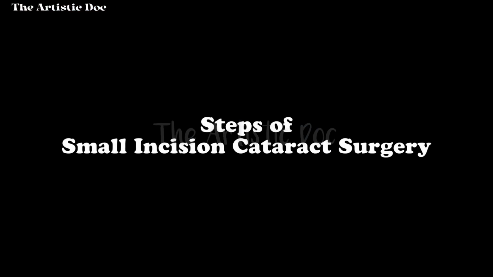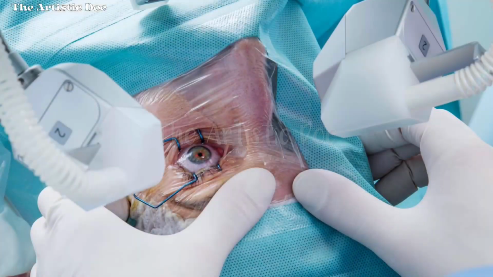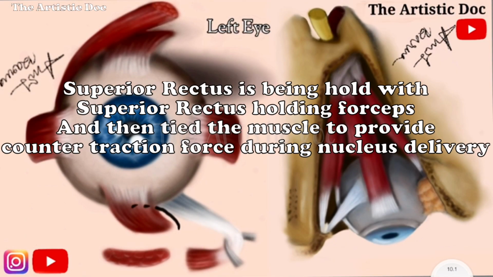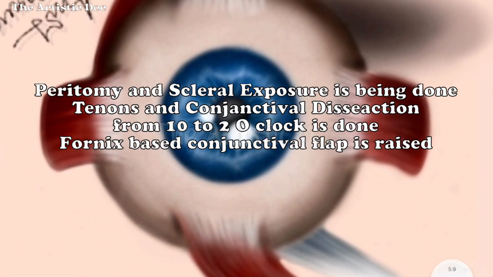Now come to see the steps of small incision cataract surgery. At first, draping is done. Superior rectus bridle suture is done to fix the globe in down gaze, for maintaining the counter traction force during the delivery of the nucleus. Peritomy and scleral exposure is done, tenons and conjunctiva dissected from 10 to 12 o'clock position.